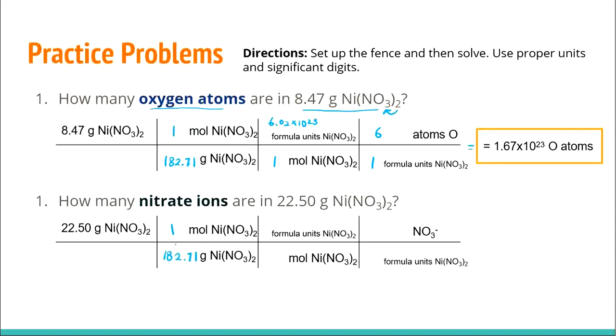The molar mass is the same because we're dealing with the same substance as the previous problem. 1 mole is equal to 6.02 times 10 to the 23 formula units. And in one formula unit of nickel(II) nitrate, how many nitrate ions do we have? Did you say 2? Right, you have 2 nitrate ions. So you multiply and divide, and you should have gotten the answer 1.483 times 10 to the 23 nitrate ions.